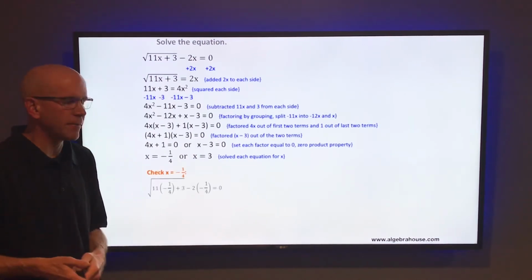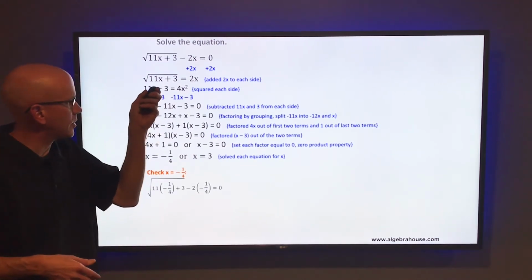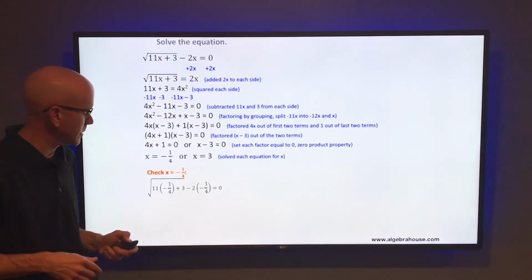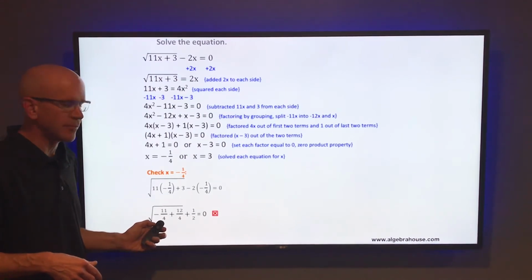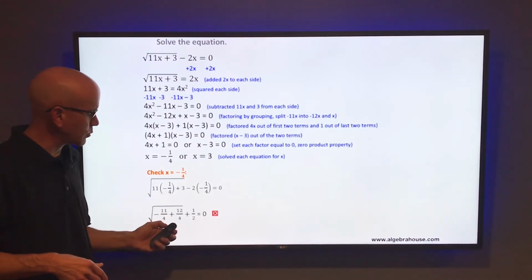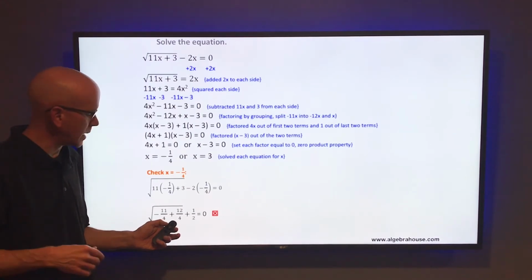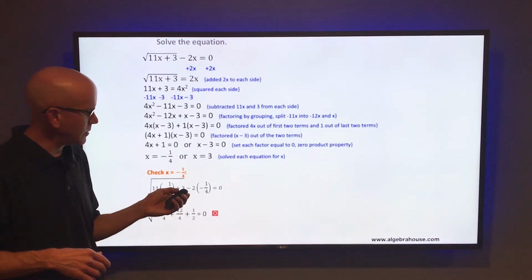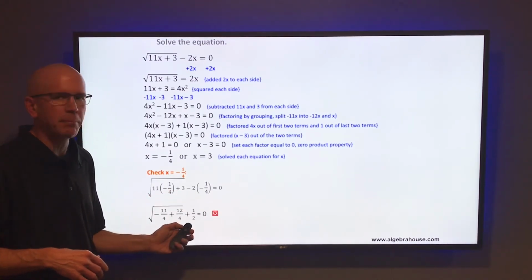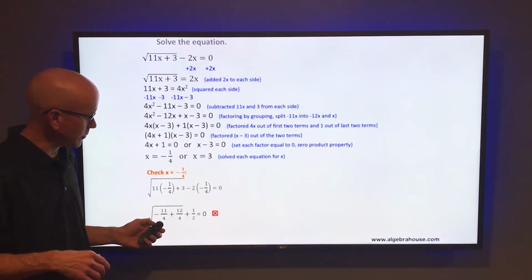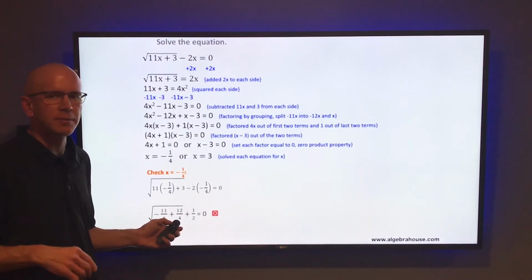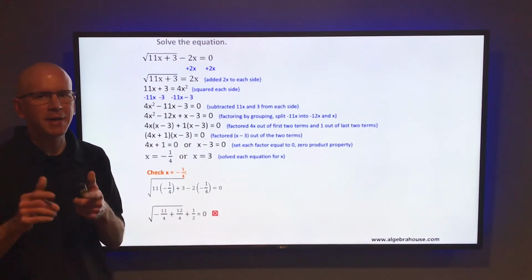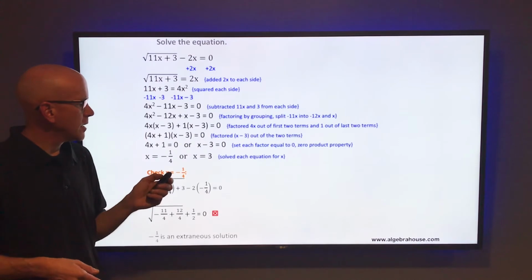I'm going to start with that negative 1/4. Substitute negative 1/4 back into the original equation. So if you take 11 times negative 1/4, fun times with fractions, that is negative 11/4. And then you have a plus 3, so we're getting a common denominator of 4. That's going to be negative 11/4 plus 12/4. And then you still have negative 2 times negative 1/4, that would be a positive 1/2. So negative 11/4 plus 12/4 is going to be 1/4. Square root of 1/4 would be 1/2. 1/2 plus 1/2 is not 0. That's an extraneous solution.